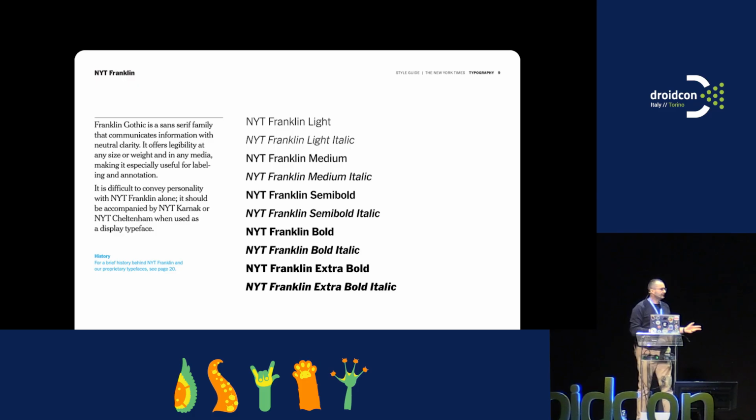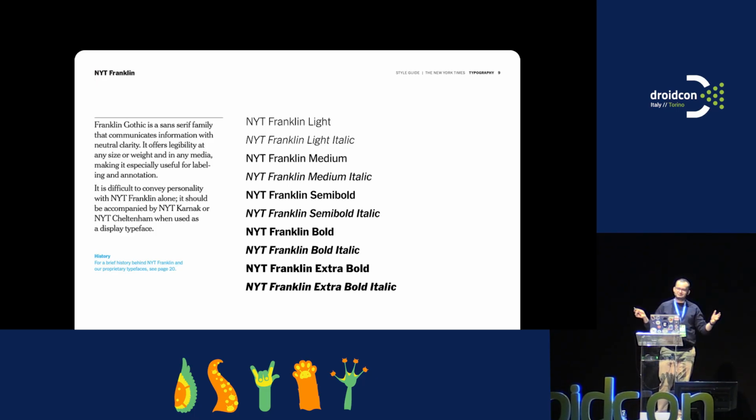In order to translate the newspaper into something digital, we have a bunch of documentation that the product designers use. This is an example of Franklin. It's one of our typefaces, and there is a whole set of styles. It gives you a description of when you can and can't use this typeface, and what it should be used for. But this style guide is only page 9.